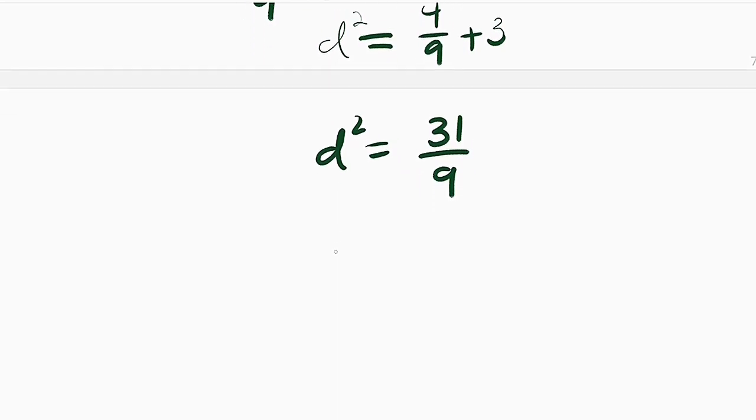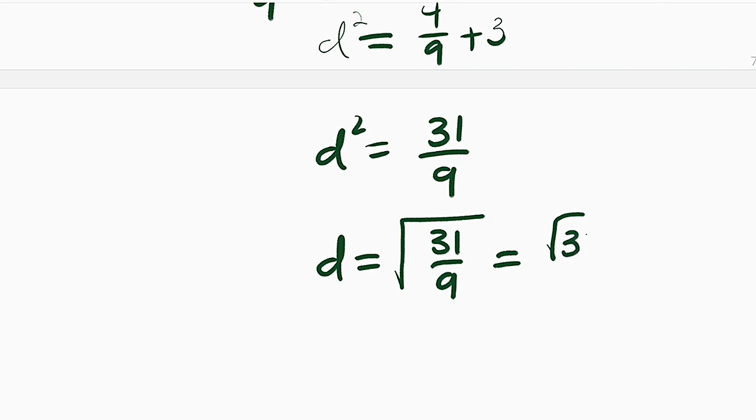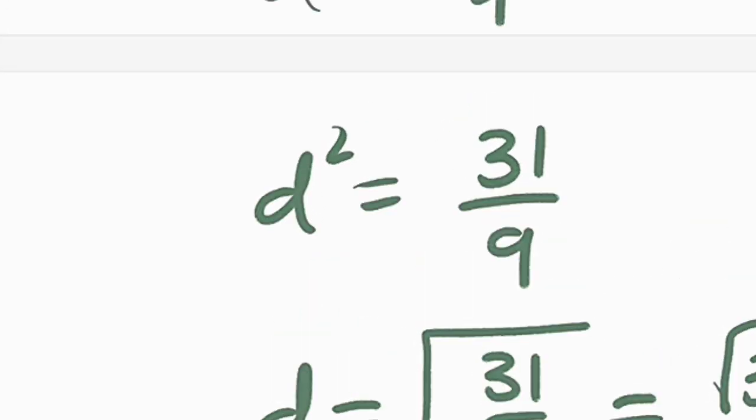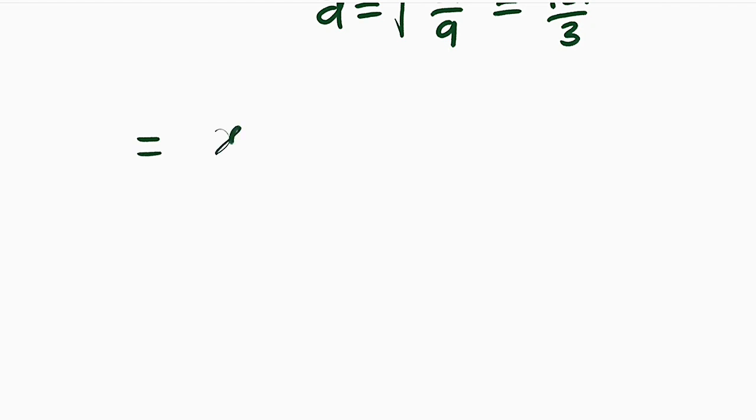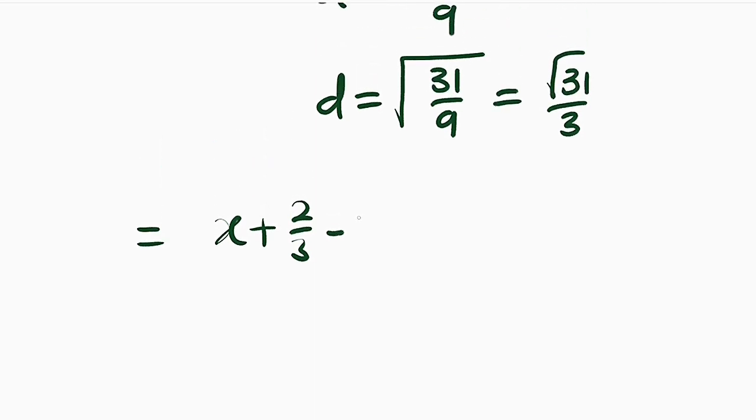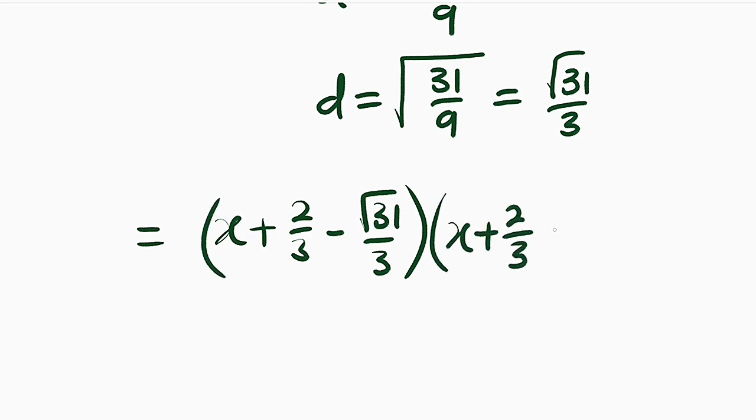From here, you can take the square root of both sides. d is equal to the square root of 31/9, which is equal to √31 divided by 3, because the square root of 9 is 3. So you can replace d with √31/3. So what we have now is x + 2/3 − √31/3, then you multiply this with x + 2/3 + √31/3. We are almost done.